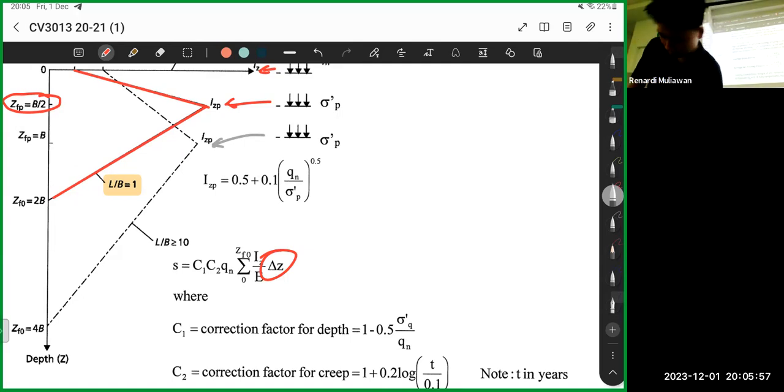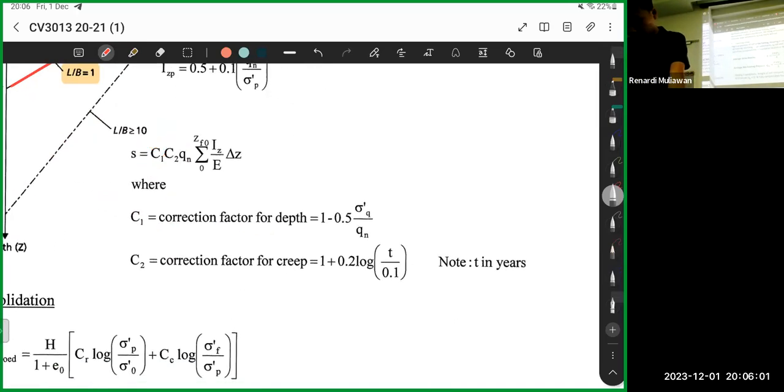Okay, so C1 and C2, I think pretty straightforward, right? C2 is based on the time. C1, this one you need to find again. If you have a layer, you take the middle, then you find the effective stress. That's sigma Q. Okay, then plug in, you get C1.